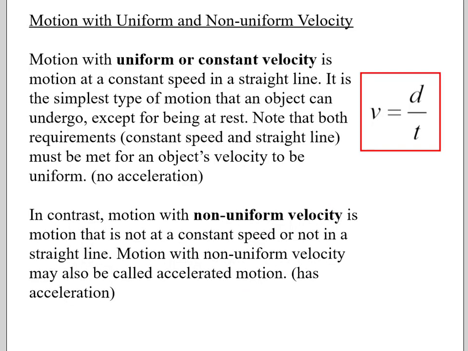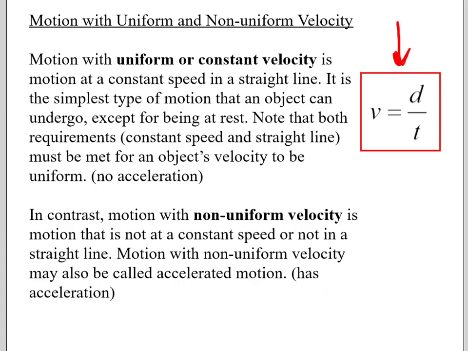So motion with uniform or constant velocity is motion at a constant speed in a straight line. It's our simplest type of motion that an object can undergo. You've probably encountered it in other science classes or math classes before, but just in case you haven't, let's just go over it really quick. So we have this little formula off to the right-hand side here. Velocity or speed, you could actually interchange it in this question, equals distance over time, displacement over time, some change in position over time. This is a very popular little equation.